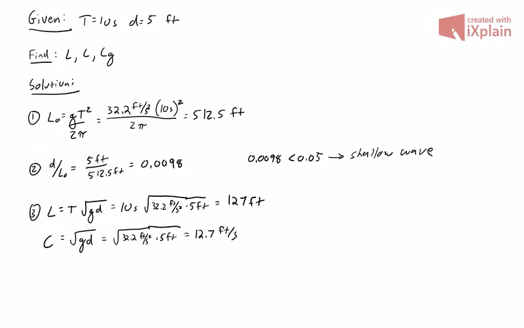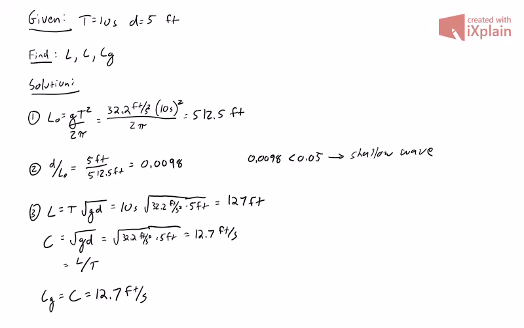Now you may notice that the square root of g times d, we kind of already did that. An equivalent expression is wavelength divided by period, because previously we did T times the square root of gd. Now we just want the square root of gd, so we can take what we did before and divide by the period. Not too bad. And lastly, for group celerity, we see that for shallow water waves, the group celerity is equal to the single wave celerity. Since we've already solved for it, easy enough, 12.7 feet per second.